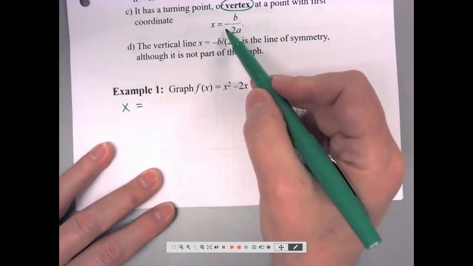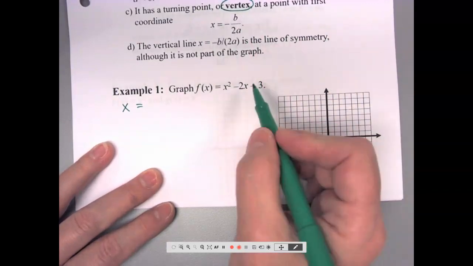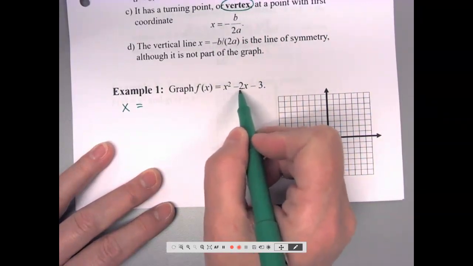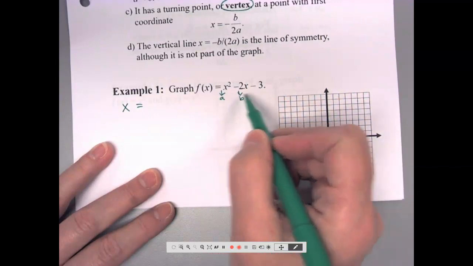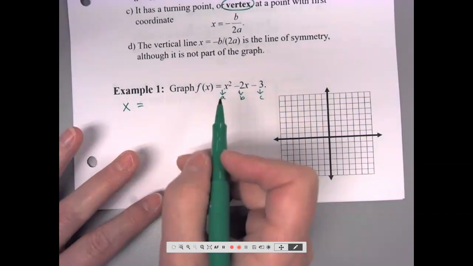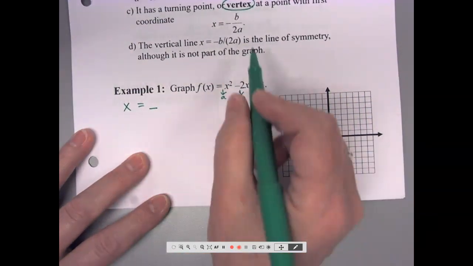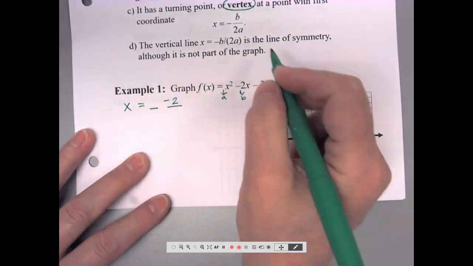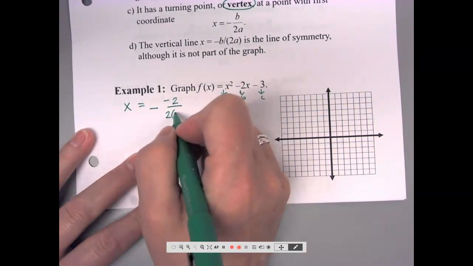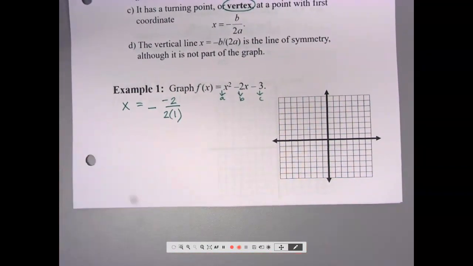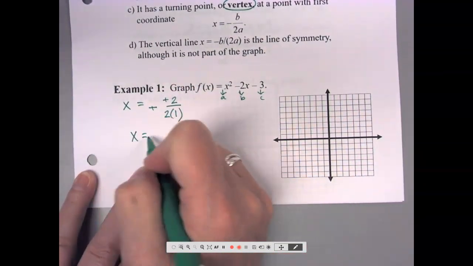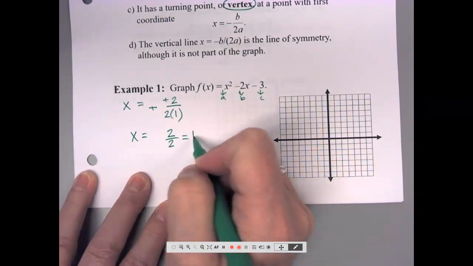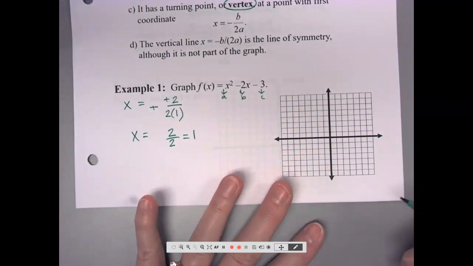Okay, negative is out front. You can just also associate it with the b value. What is my b value here? -2. A is what? 1. And then this, of course, is c. Okay, so I'm going to say the opposite of b over 2 times a. Okay, well, that negative times the negative is going to become a positive. So the x-coordinate is 2 over 2, which is 1. Okay, so that's a nice simple vertex coordinate.